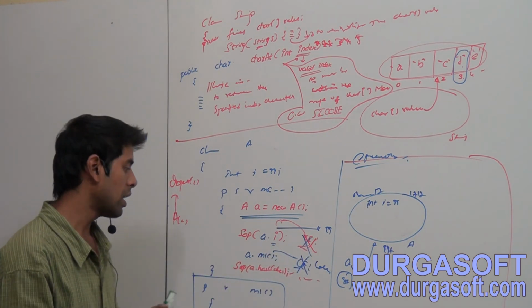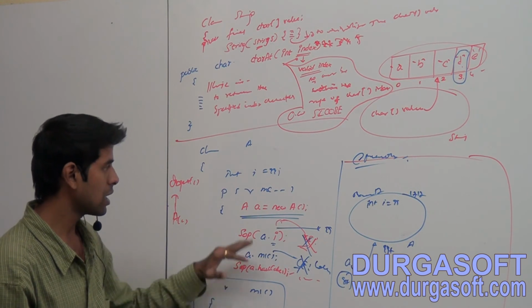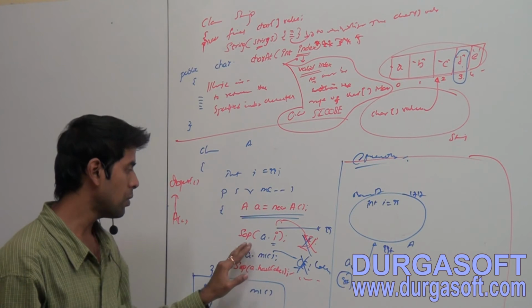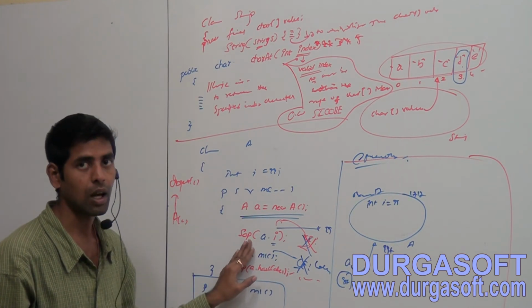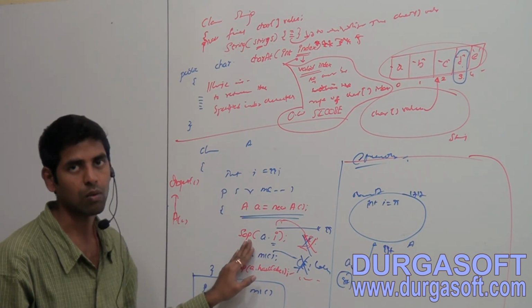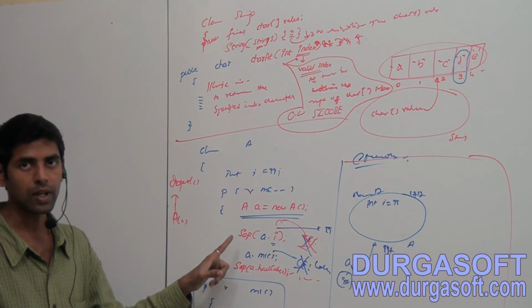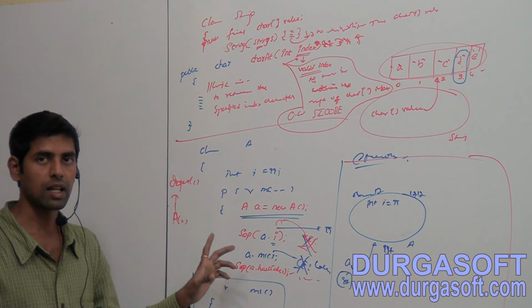Now observe here. I want to access this instance method within the main method. How to do that? If I call the m1 method directly like this, I will get a compile time error. Why? This is an instance method. We cannot access that directly within a static area.